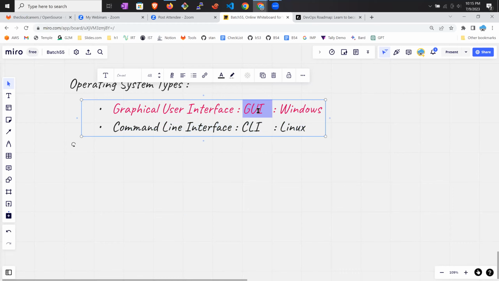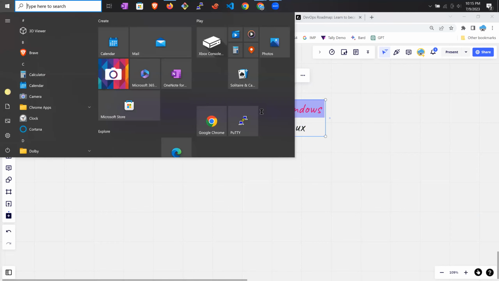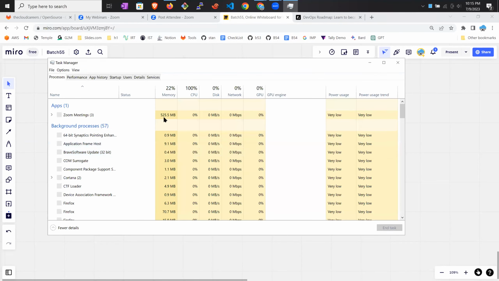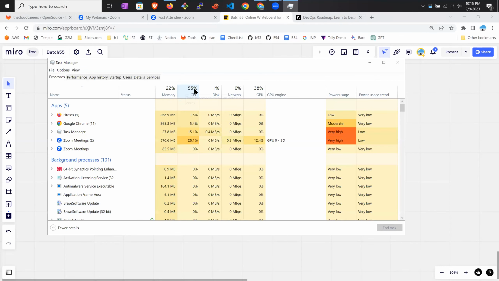If it is Windows, everything is through options. For example, if I want to see the resource utilization, I'll open Task Manager. I'll click on this. I can see this is the CPU utilization, this is the memory utilization, this is the disk utilization.